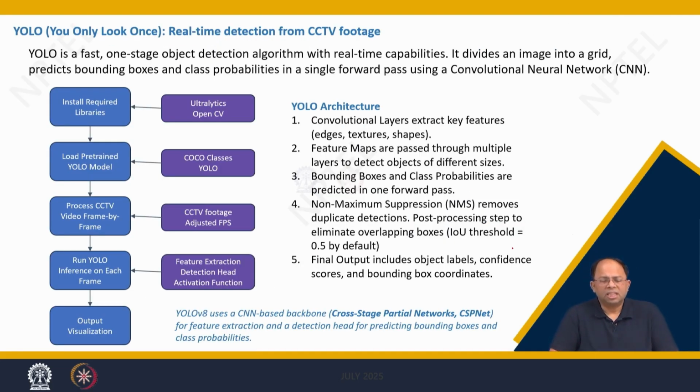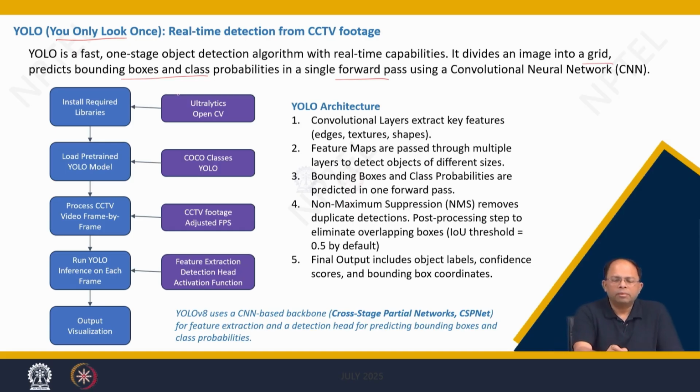Now finally, we will also discuss briefly the YOLO algorithm. You Only Look Once is the long form of YOLO, and it's a real-time detection algorithm based on CCTV footage. People use it to detect vehicles or people or any other features that you want. YOLO is the first one-stage object detection algorithm with real-time capabilities. It is of course trained for vehicles and so on, but we can follow similar algorithms to detect other things as well. It divides an image into a grid, predicts bounding boxes and class probabilities in a single forward pass using a convolutional neural network.